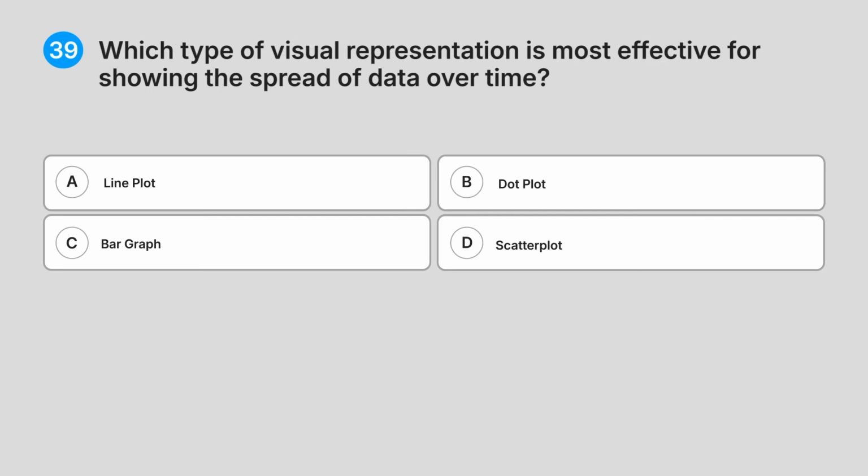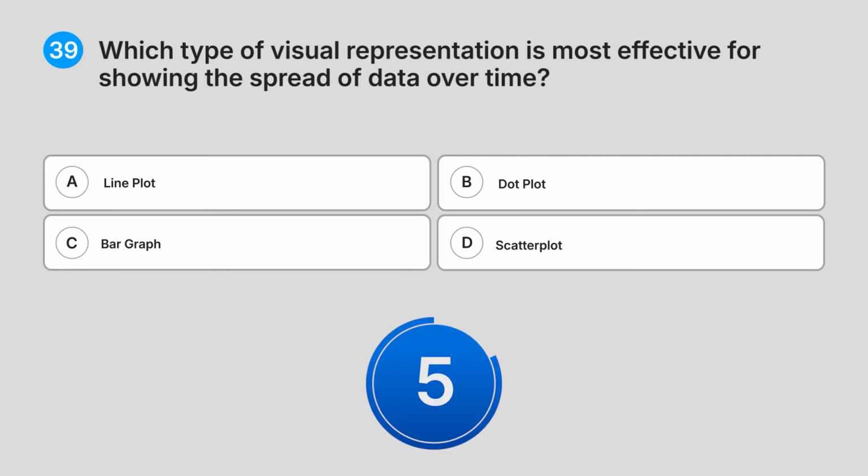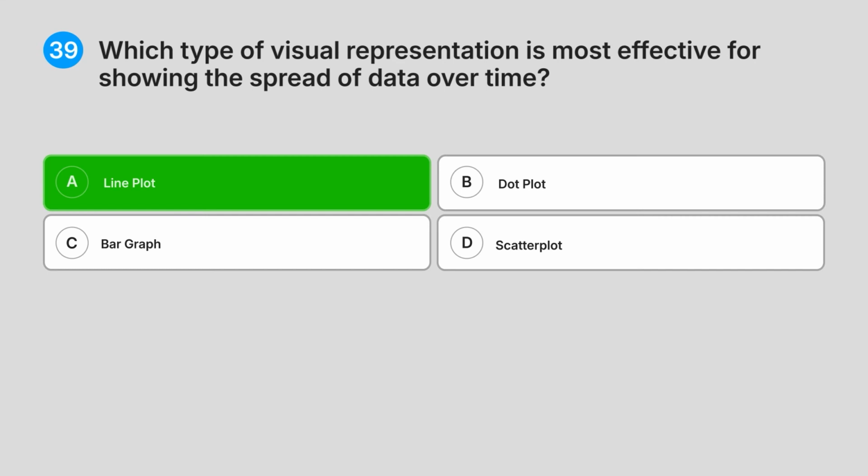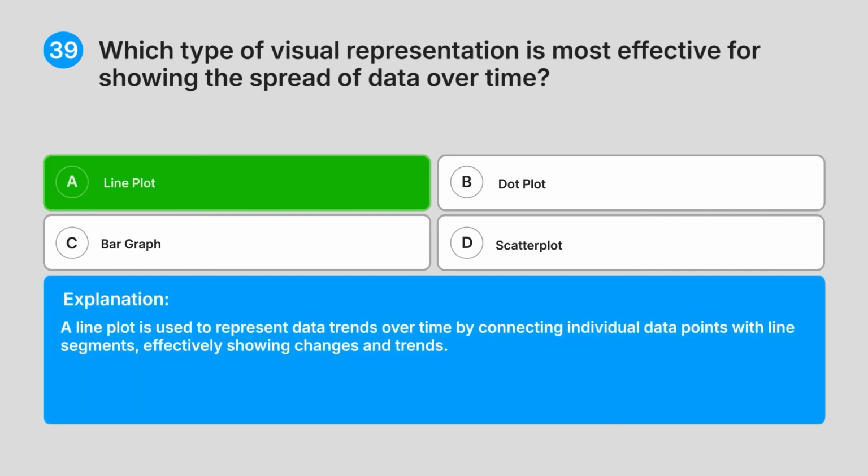39. Which type of visual representation is most effective for showing the spread of data over time? A. Line plot. B. Dot plot. C. Bar graph. D. Scatter plot. Can you guess the answer? Correct answer: A. Line plot. Explanation: a line plot is used to represent data trends over time by connecting individual data points with line segments, effectively showing changes and trends.